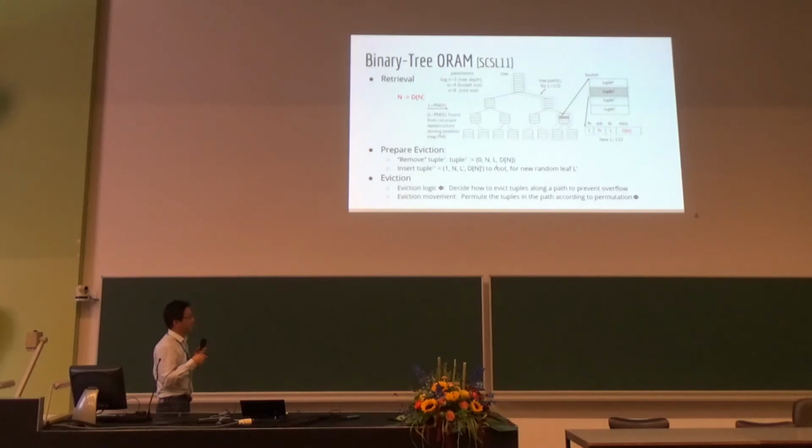And there are two parts for this eviction. So first part is called eviction logic, which is to decide how to evict the data block along a path to prevent overflow at the top of the trees. And then there's also this final eviction movement part, that after we have decided how to evict data blocks along a path, this movement is the actual action for permuting data blocks in this path according to the logic, to the mapping, the permutation we have decided.